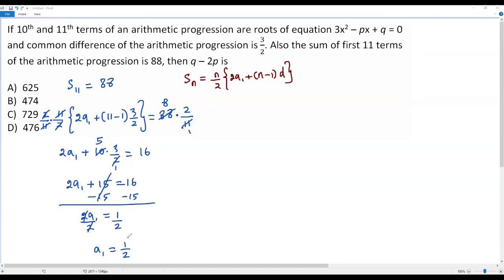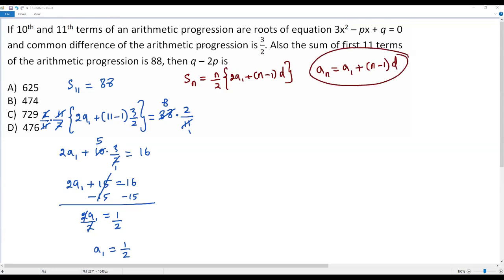Using the first term 1/2 and the common difference 3/2, I'll be able to get the values of the 10th term and 11th term of the given arithmetic progression, so that I can use the other information here and get the values of the constants p and q, and then the value of this expression. For that, let me consider the nth term or general term of an arithmetic progression, that is an = a1 + (n − 1)d.